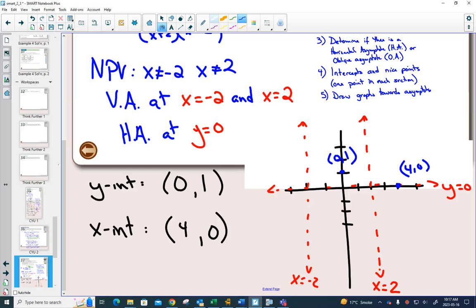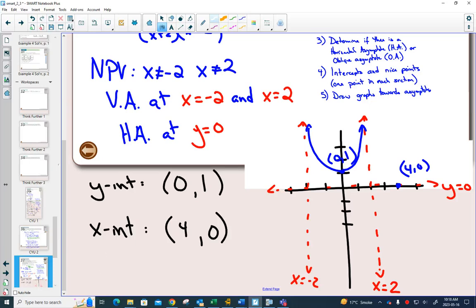Now, we also need a point in each section, at least one point in each section. Sometimes you're going to need more. So for example, we have a point in the middle section. In the middle section, you have enough information to graph towards the asymptotes. I know it has to go up towards the asymptotes, because if I went down, I would get more x-intercepts, and I already figured out all my x-intercepts. I don't have anything in the section where x is less than negative 2.